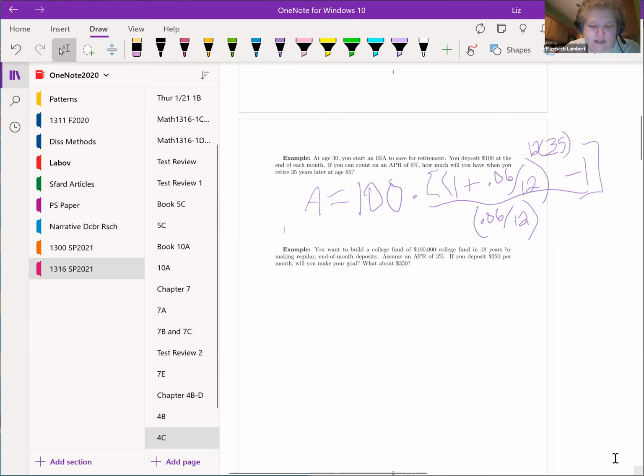So let's go ahead and crunch some stuff. 0.06 divided by 12 is 0.005. Let me just move that. All right. So now we are going to have, you know what, I'm just going to type the whole thing.